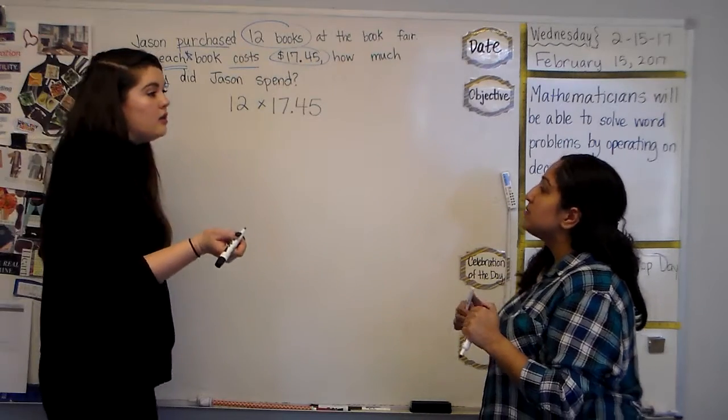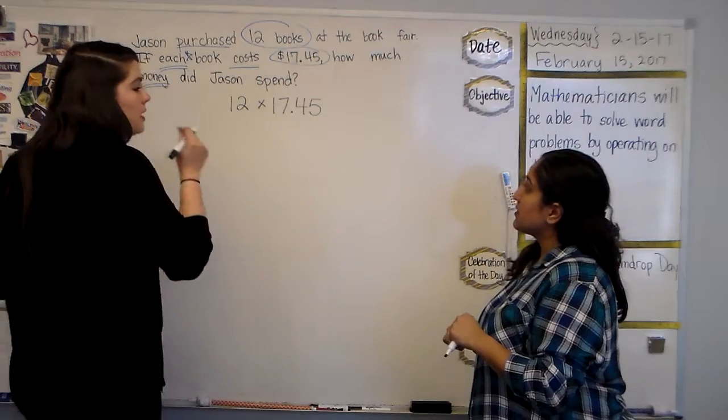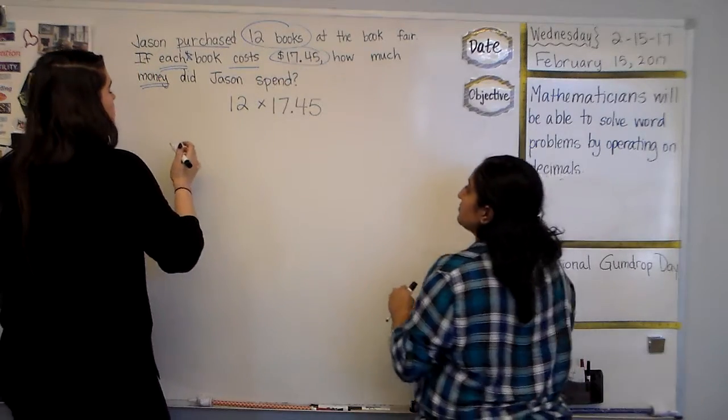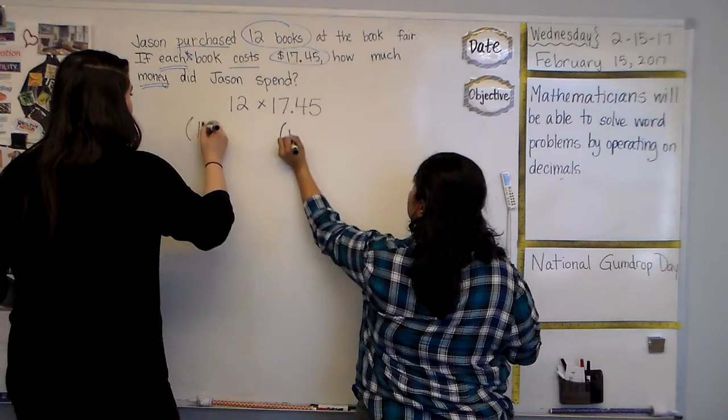So if we want to use an area model with fractions, let's decompose these numbers. Great, so that we can do that. Do you want to decompose the 12? Sure. You decompose 17.45.